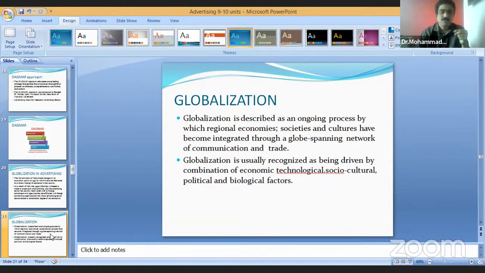So what does globalization mean? Globalization is an ongoing process by which regional economies, societies, and cultures have become integrated through a globe-spanning network of communication and trade. Globalization is usually recognized as being driven by a combination of economic, technological, socio-cultural, political, and biological factors. So we have seen so much development.